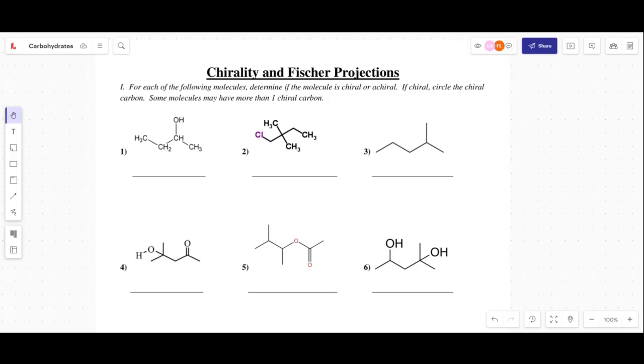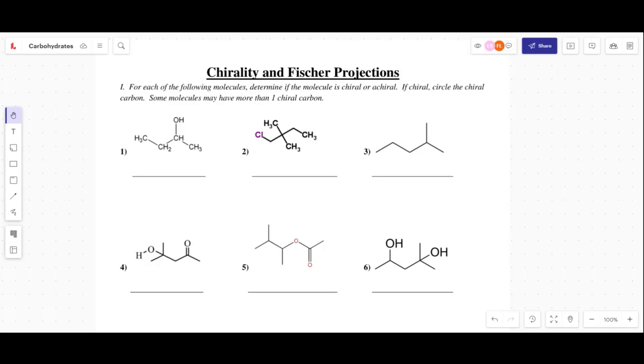And that's true also with carbon. So if carbon is bonded to 4 different groups, if carbon is bonded to 4 different things, then it's going to be chiral. It's going to be not superimposable with its mirror image.